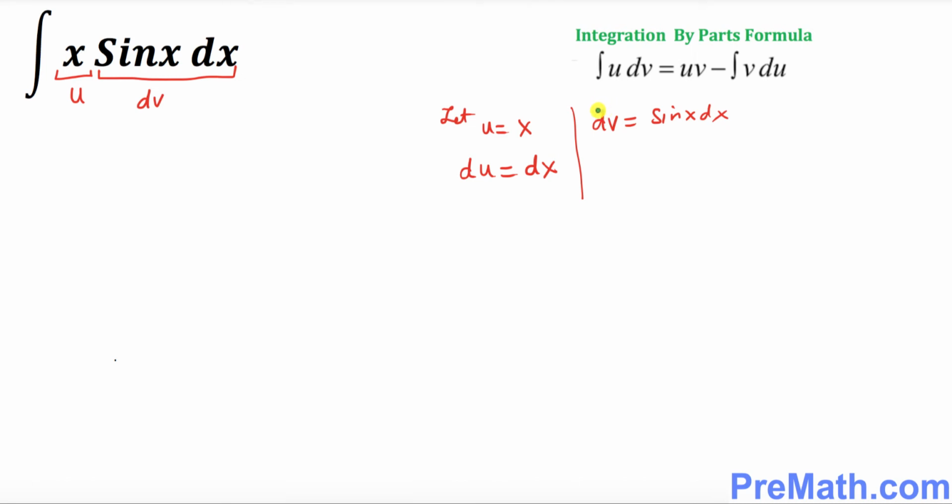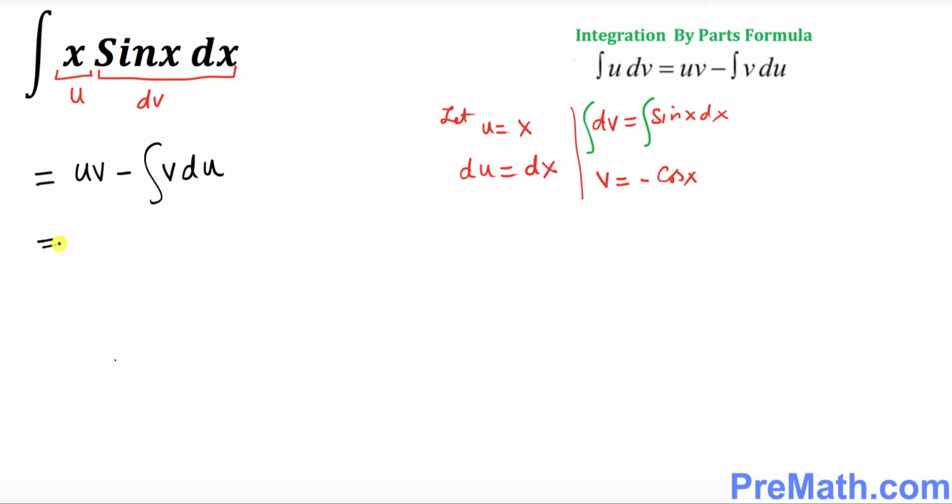In order to find v, I'm going to be putting integrals on both sides. You can see over here this d and the integral undo each other. So we get v equal to the integral of sine, which is negative cosine of x. Now we can write this thing using this formula: uv minus the integral of v du.